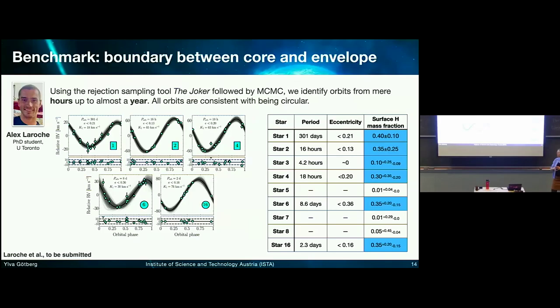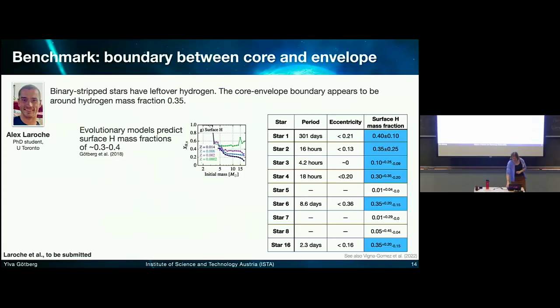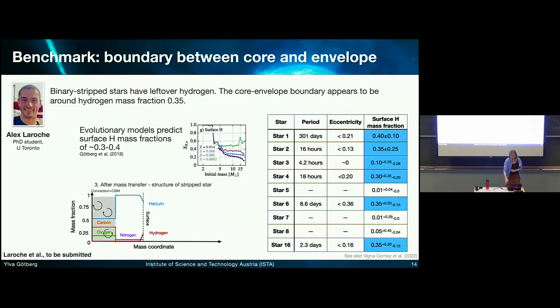And what that means, we think, is that this is the boundary between core and envelope inside of the star. It happens around 0.35 mass fraction in this rough metallicity. Probably there is metallicity dependence as well, but there is a boundary. Evolutionary models, sorry that this is not very clear, but they predict something like between 0.3 and 0.4 for this mass range.